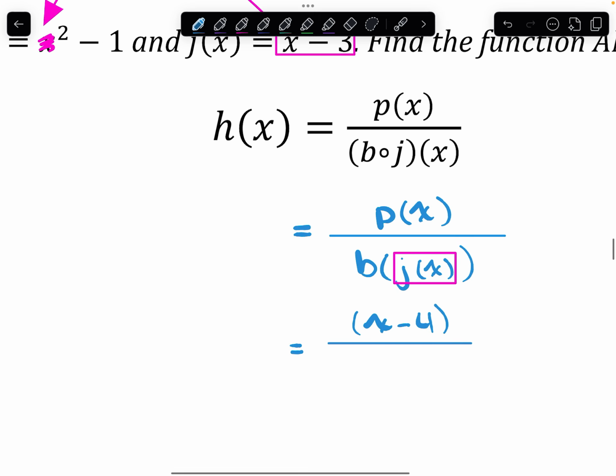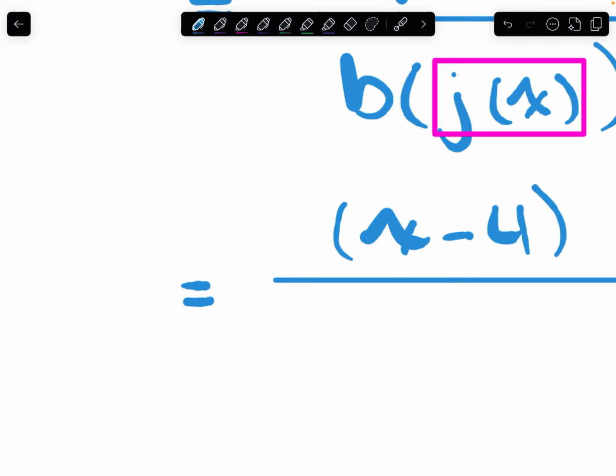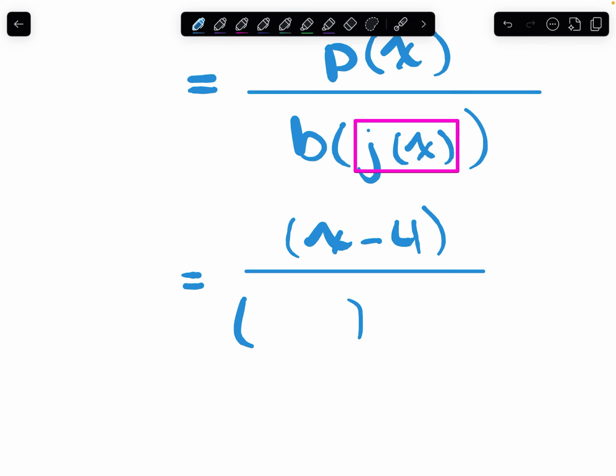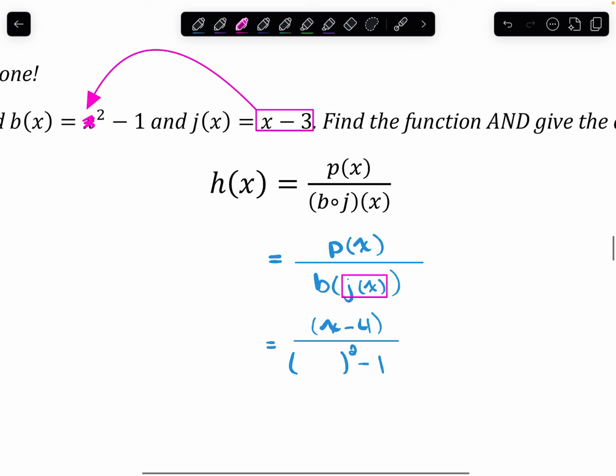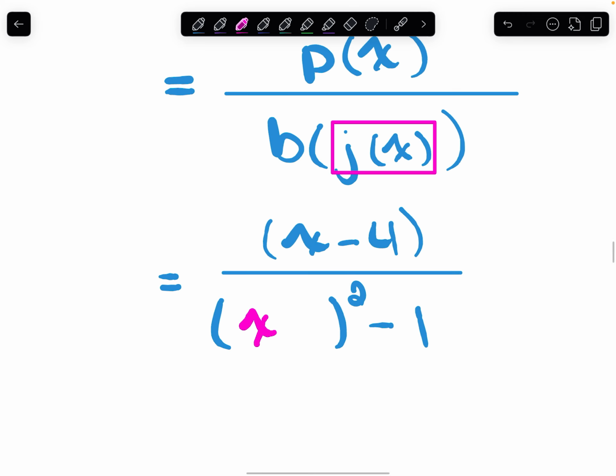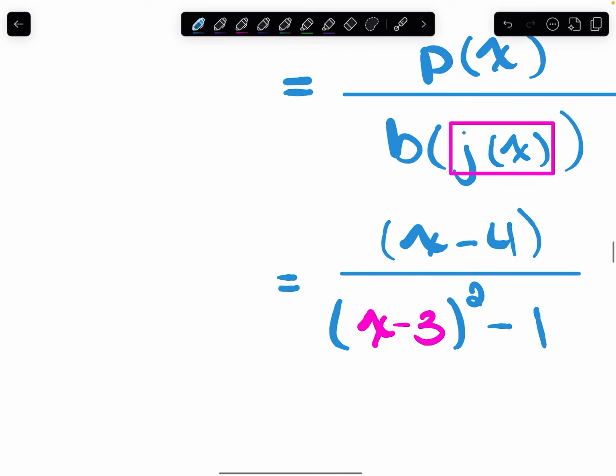So that is going to give us, I'm going to get my template set up, bubble squared minus 1. So bubble squared minus 1, and inside my bubble goes the function j, which is x minus 3. Right? So here's our function. So here's the unsimplified function.